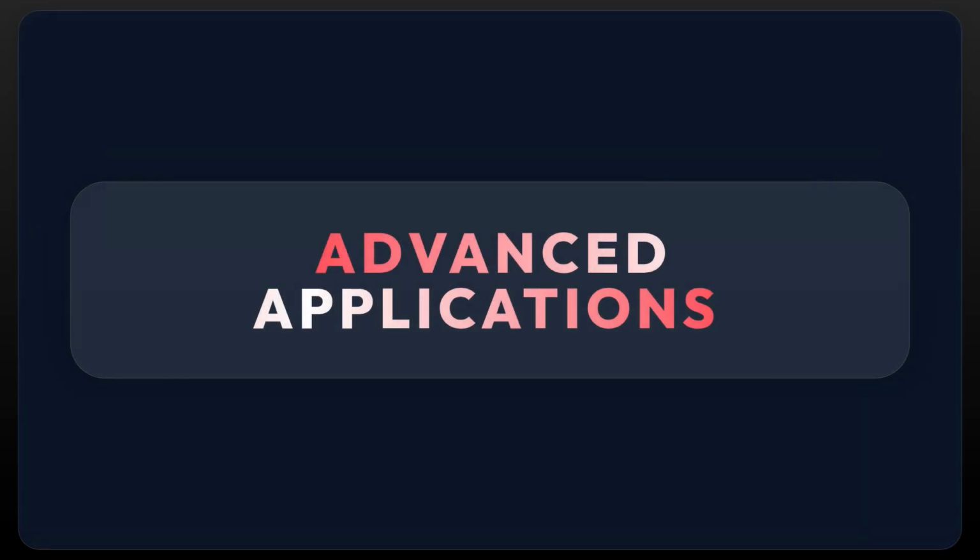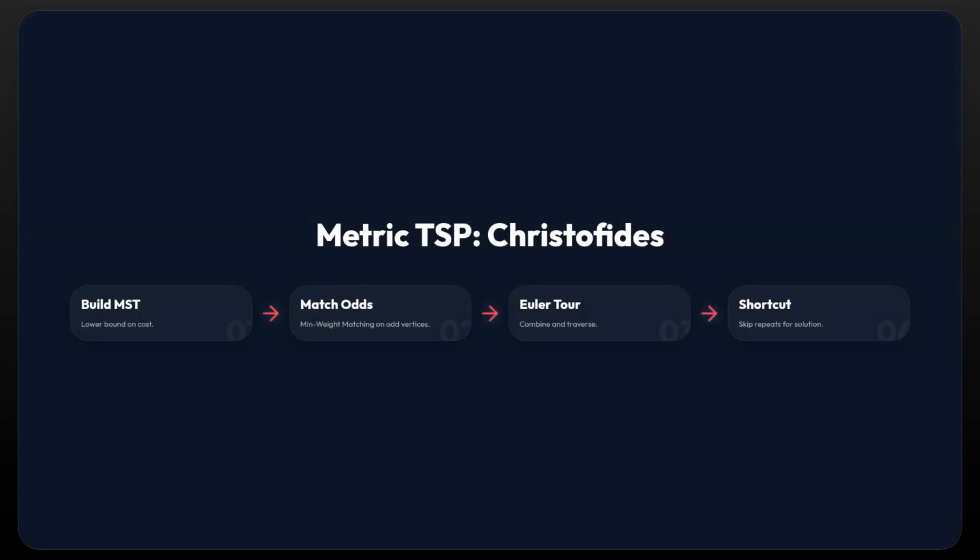Finally, let's look at how MSTs solve problems far beyond simple wiring. A major application is approximating the metric traveling salesman problem. This specific variation assumes the triangle inequality, meaning a direct path is always the shortest. The Christofides algorithm uses an MST as a skeleton to guarantee a solution within 1.5 times the optimal length. Note that for general, non-metric TSP, this approximation is impossible.